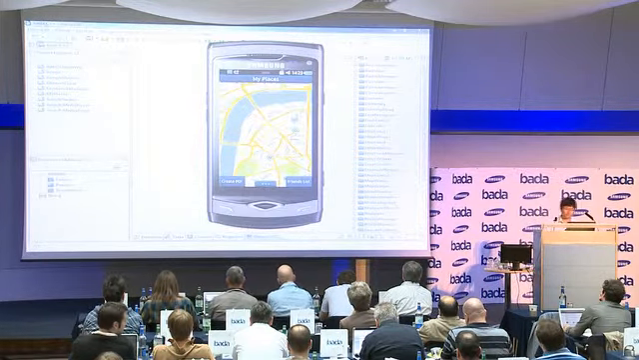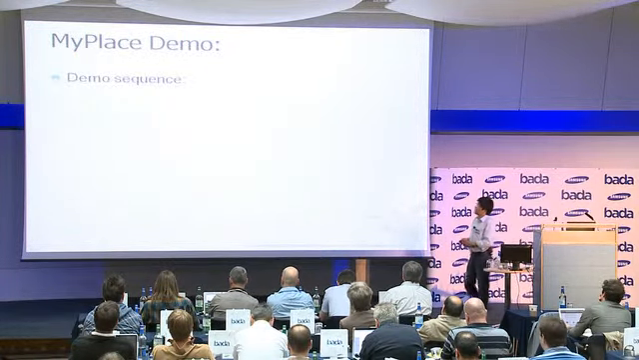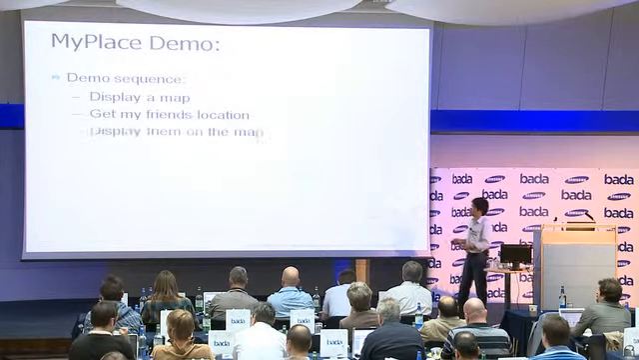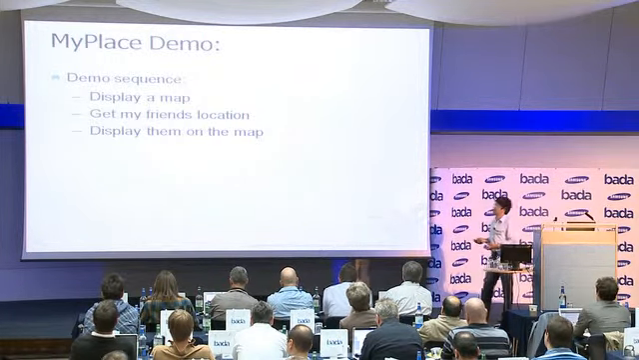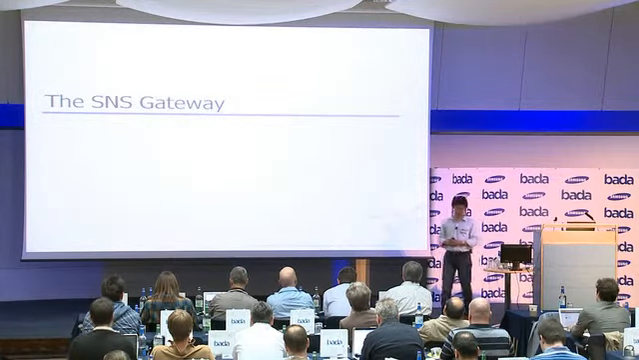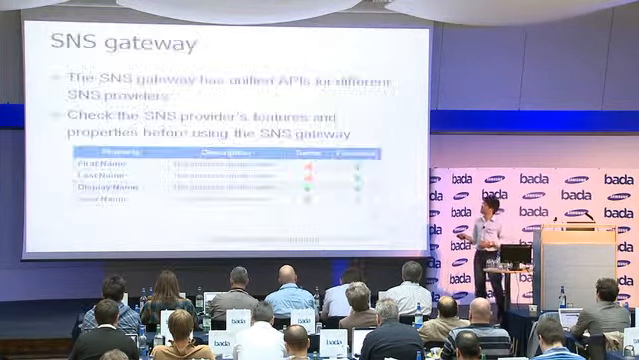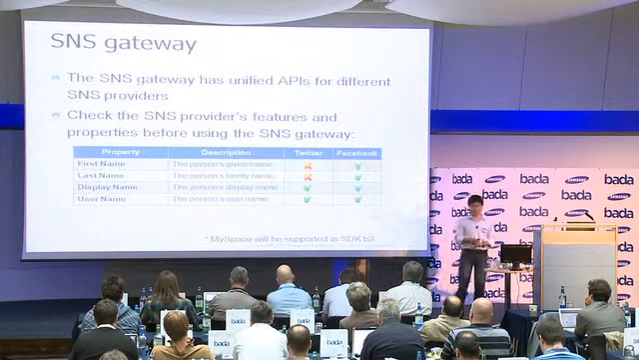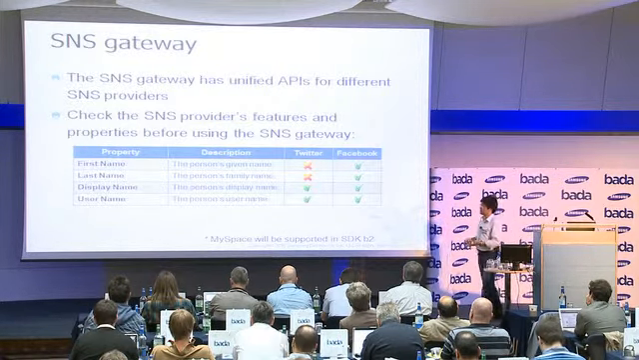Can I switch back to the presentation? So what you see from My Place is that it displays a map again, and then you find your friends' locations and display them on the map. So that's the simple social feature of adding location to the application. There's one more thing very useful and powerful on bada. It's called the social network gateway. By using the social network gateway, you can integrate third-party social network services into your application, such as Twitter, MySpace, Facebook, and so on.